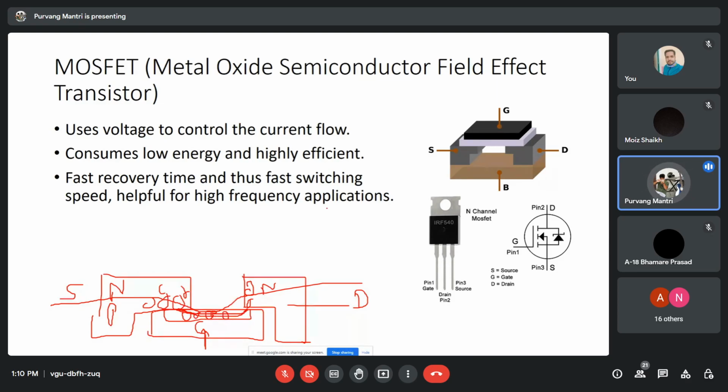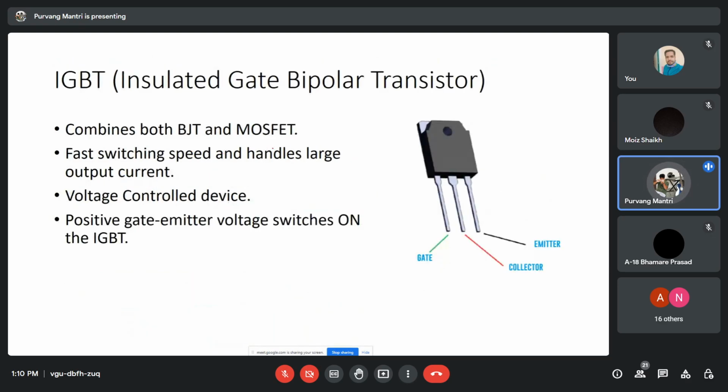MOSFETs have fast switching time, and they can be turned off quickly as well, and thus they are highly preferable in high frequency applications. Then lastly, we have IGBTs, which are insulated gate bipolar transistors. Again, bipolar means this can be NPN or PNP. It is a combination of BJT and MOSFET, bipolar junction transistors and metal oxide semiconductor field effect transistors. It takes the fast switching speed of the MOSFET, while it can handle large output current like a BJT, and it can be controlled by voltage or current.